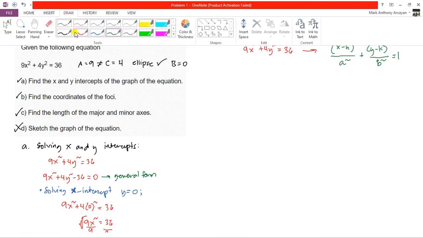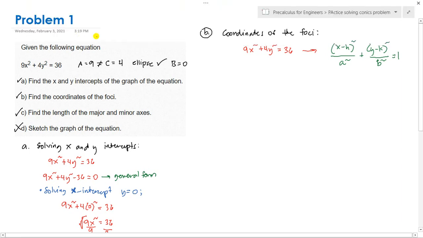So here, we are getting close. What we need to do here, to make it easier, is to divide both sides by 36 so that we can create 1 on the right side. So we now have 9 over 36 x squared plus 4 over 36 y squared is equal to 1.